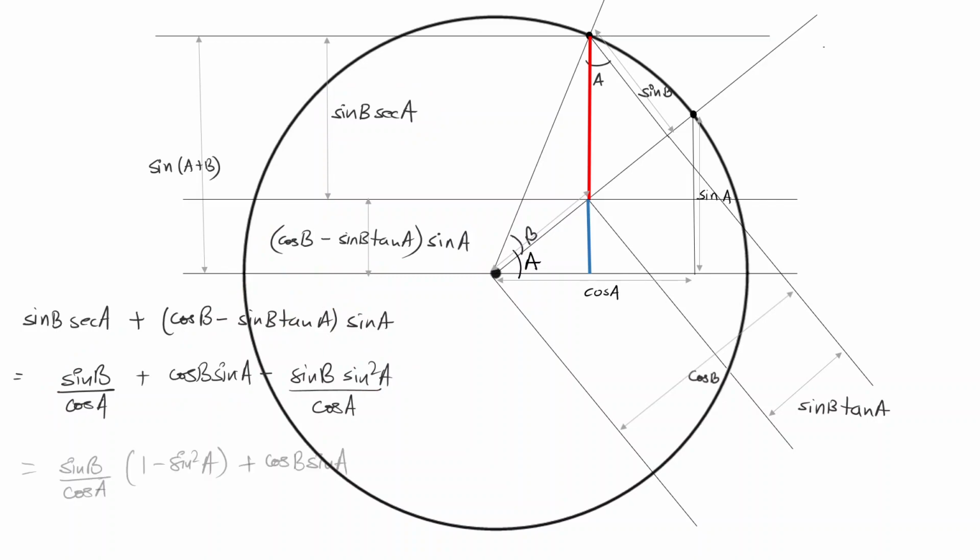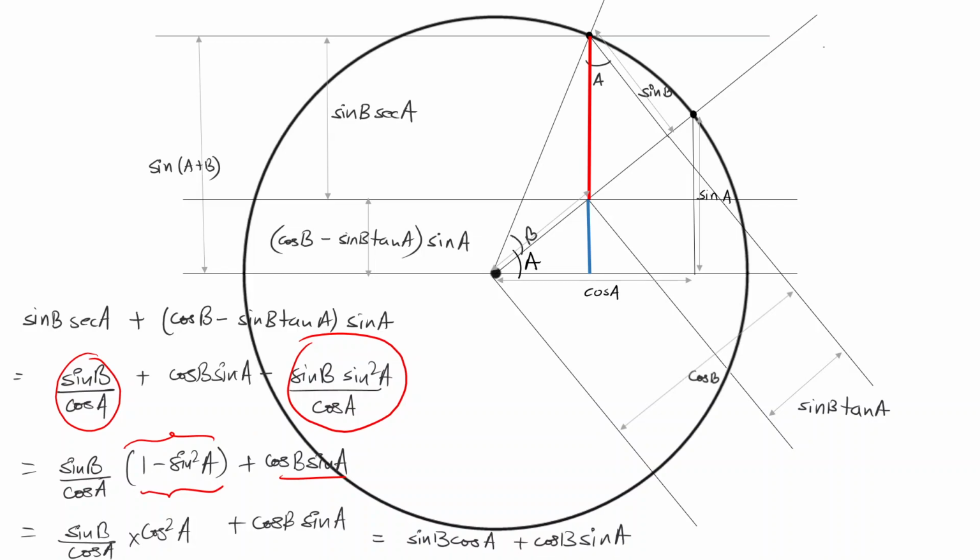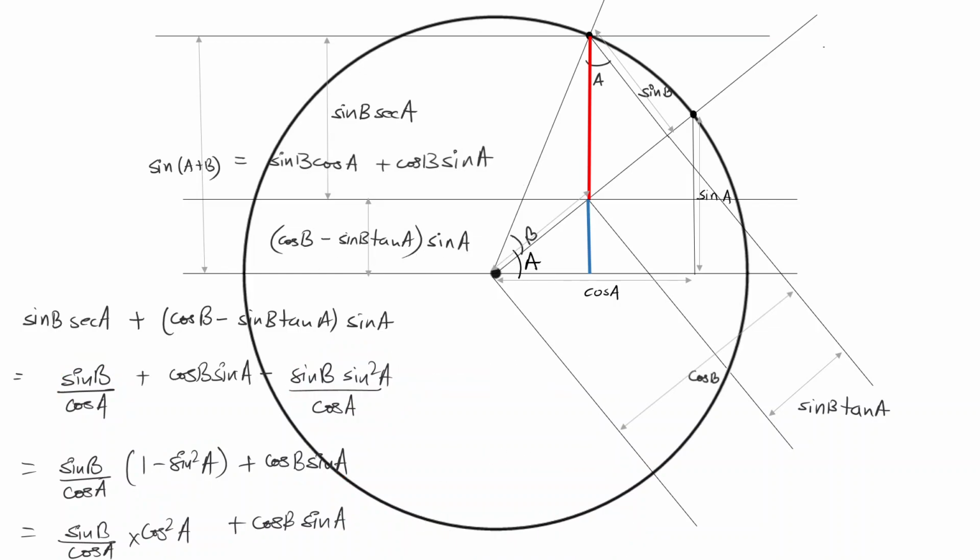And then you see, you can club these two terms together and you can take sin B by cos A common. So you will get 1 minus sin square A and cos B sin A. 1 minus sin square A is definitely going to be cos square A, which will give you this expression sin B cos A plus cos B sin A. And this is definitely equal to this length. So this is the second proof. This is also visual in a way, but by using lengths.